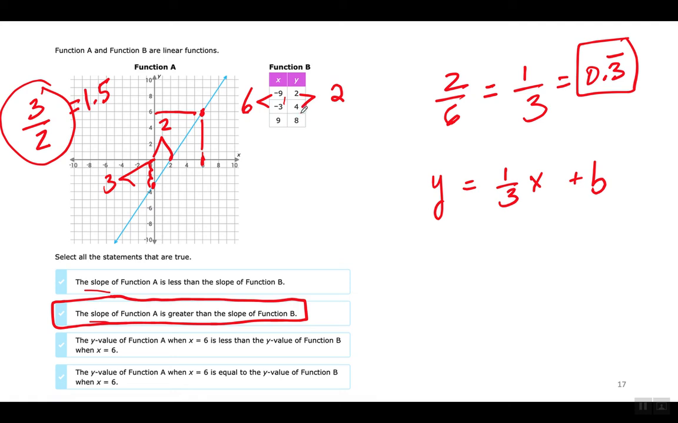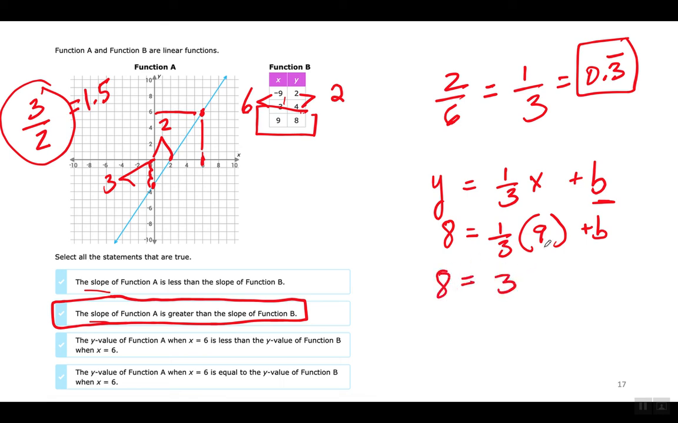Okay, so for this one, I'm going to substitute the bottom two for x and y in order to find the y-intercept. Para función B, voy a sustituir 9 y 8 para x y y para encontrar el y-intercept. When I do that, I'm going to have 8 equals 1 over 3 times 9 plus b. This is the same as saying 9 divided by 3, which is going to equal 3. Esto es lo mismo que diciendo 9 dividido por 3, que me da 3.